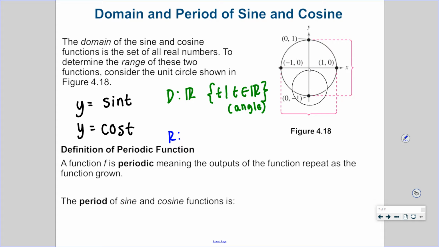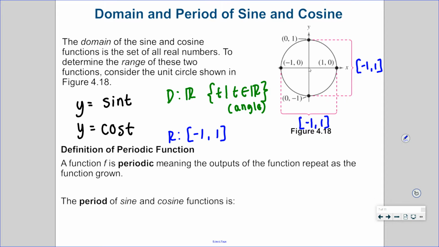So the possible outputs I could get for my sine curve, if you look at your y-axis, what's the smallest number we could get out? -1, right? And what's the highest value? 1. So the range of values we could get out for both of these functions, and the same for cosine, you could look at the x values, the range is just -1 to 1. So there's essentially your domain and range of sine and cosine functions, if we write them as functions.